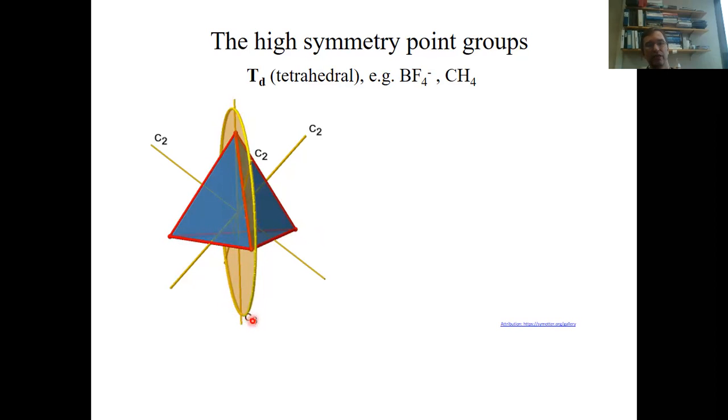You see the C3 axis here, or one of the C3 axes. So that makes this mirror plane a vertical mirror plane. But in addition, this mirror plane bisects the angle between 2 of the C2 axes, that is here and here respectively. And that makes the vertical mirror plane a dihedral mirror plane.